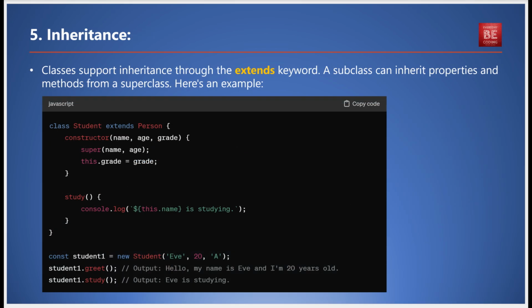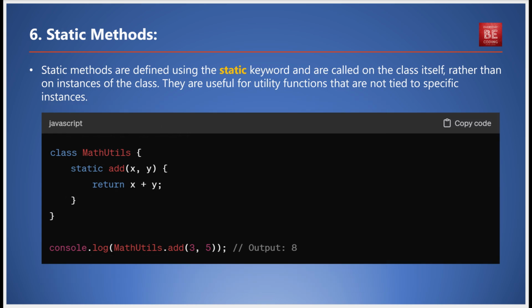Through the extends keyword, a subclass can inherit properties and methods from a superclass. For instance, consider a Student class that extends the Person class. The Student class inherits the properties and methods of the Person class, and can also have its own properties and methods. Last but not least, classes support static methods.